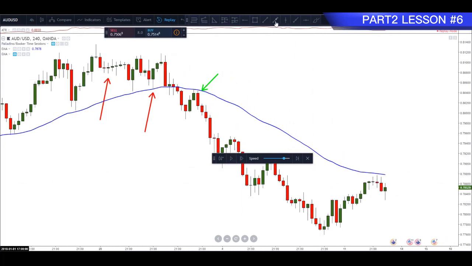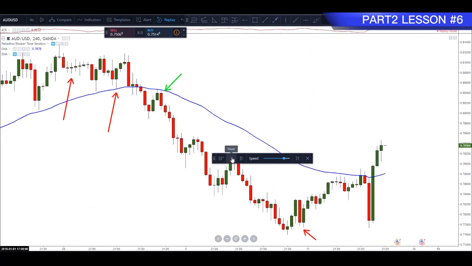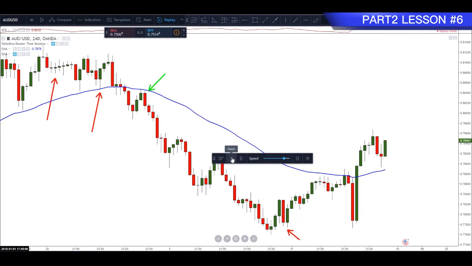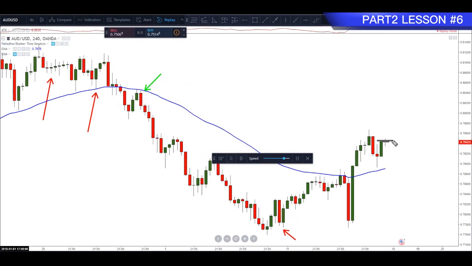Looks as though this ended up being stopped out. We'll go ahead and place a red arrow there. We've now touched the 50 EMA, went lower. We didn't get any kind of entry. Now we have an entry right here, the close of this candle.